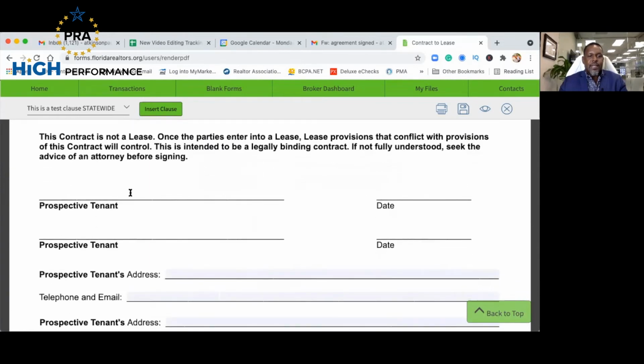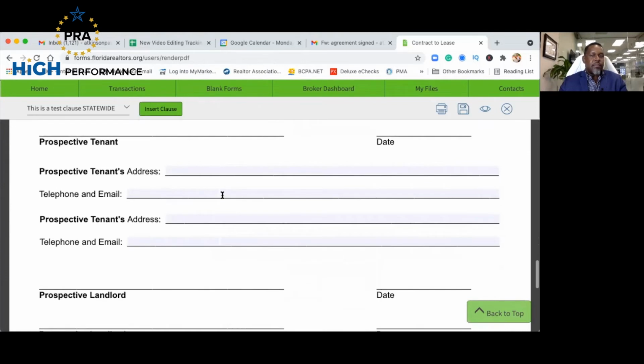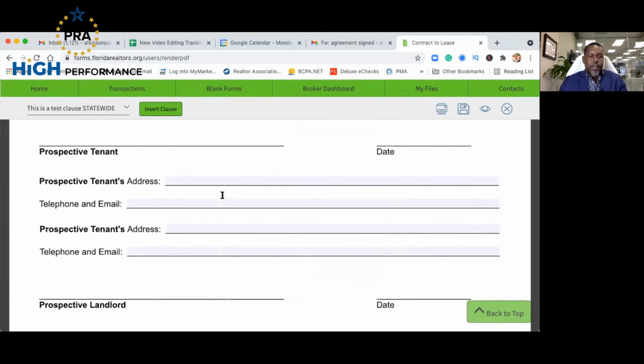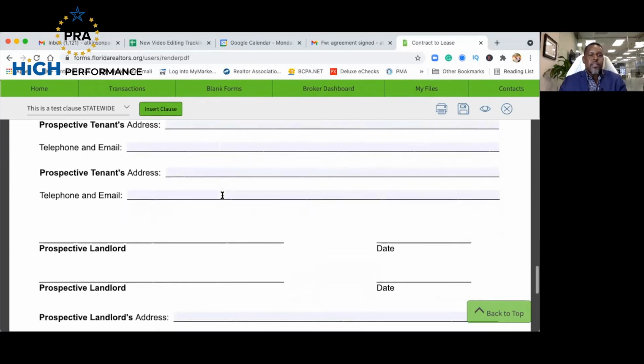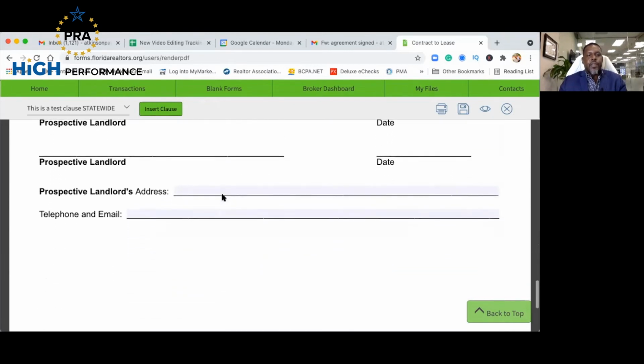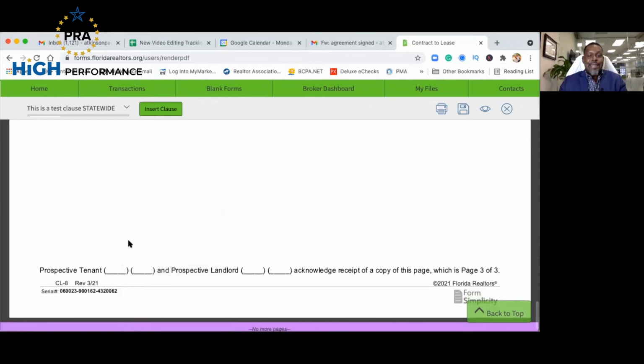Prospective tenant will sign and date. Usually I don't put their address here, but you can fill it out. It's up to you. Telephone number, email, I usually don't do that, but it's up to you based on your municipality, what's going on in your marketplace, and you fill that out. And from there, you have it initial there, and that's it.